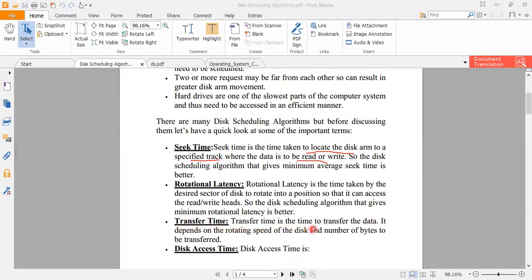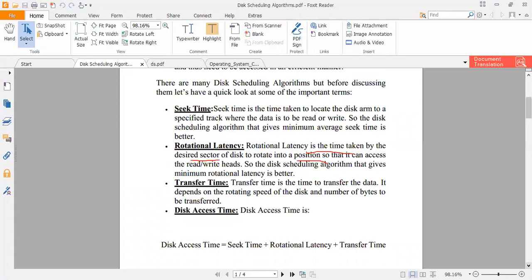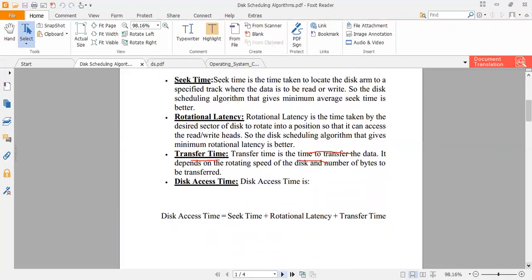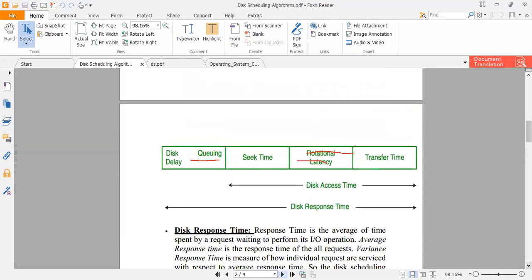Now the next point is transfer time. Basically, transfer time is the time to transfer the data. It depends on the rotating speed of the disk arm and the number of bytes to be transferred. So indirectly from these three definitions, we can see disk access time is seek time plus rotational latency plus transfer time. As you can see, disk access time is the seek time plus rotational latency plus transfer time.